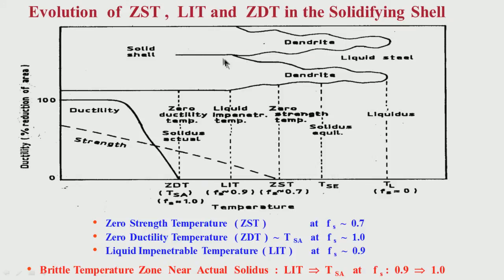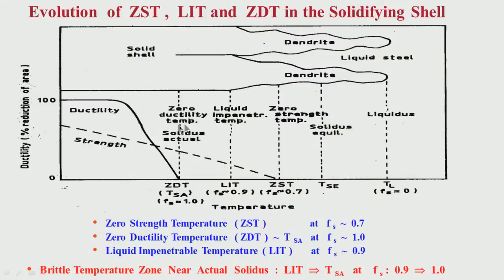That means, if there is a crack formation in this area, liquid steel cannot penetrate. So, that is why this is called liquid impenetrable temperature. That means, at this temperature, which corresponds to 90% of the solid fraction, what is happening? Liquid steel cannot penetrate, and if there is a crack formation, that crack is going to stay. So, it is a problem for the quality of the cast.